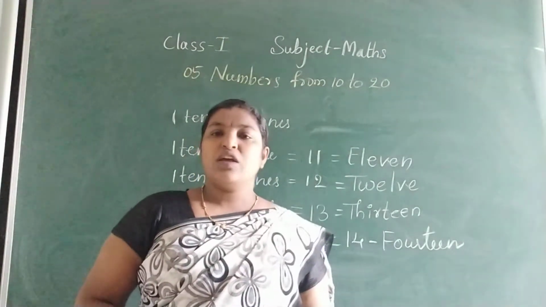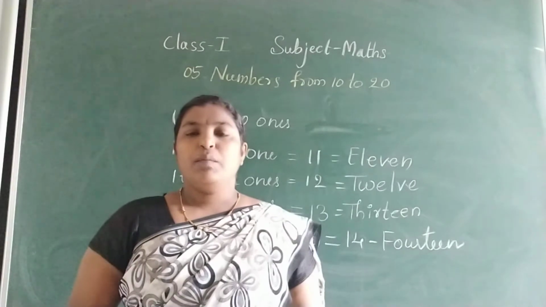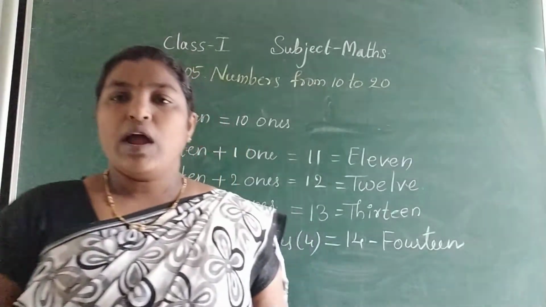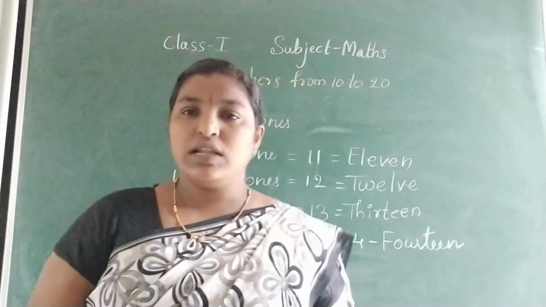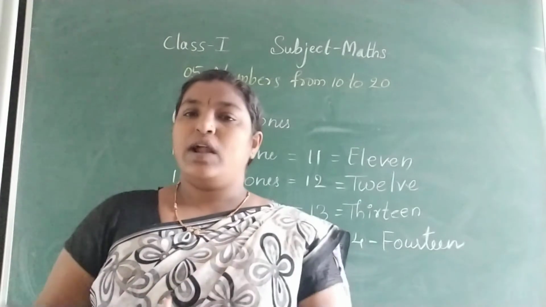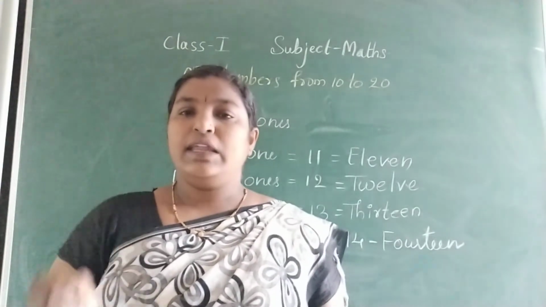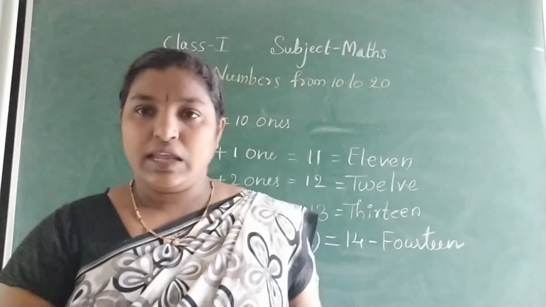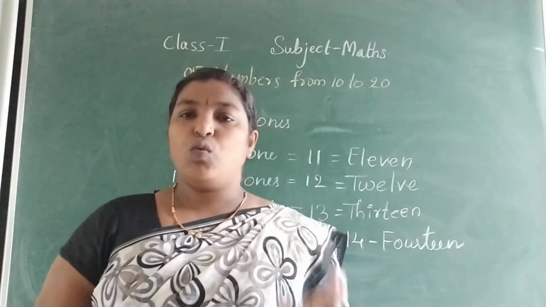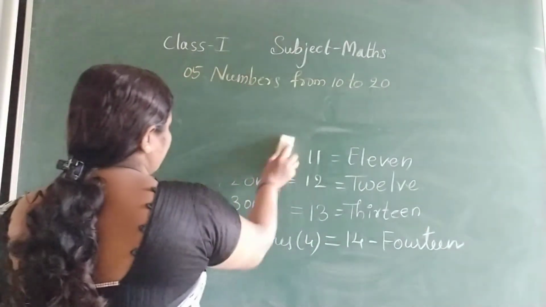1 ten plus 7 ones is equal to 17. 1 ten plus 8 ones is equal to 18. 1 ten plus 9 ones is equal to 19. 1 ten plus 1 ten, it means 2 tens, is equal to 20. Got it? In 20, there are 20 ones or 2 tens. Got it? Now look at your textbook.